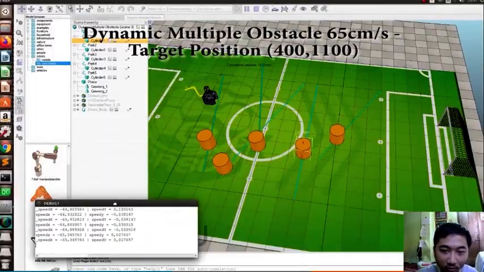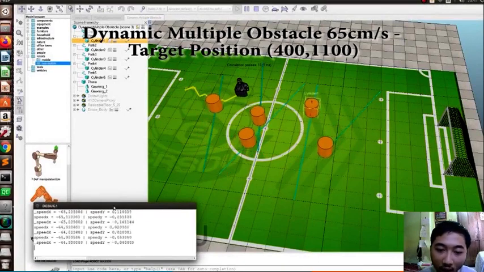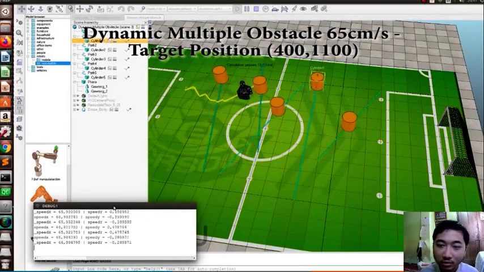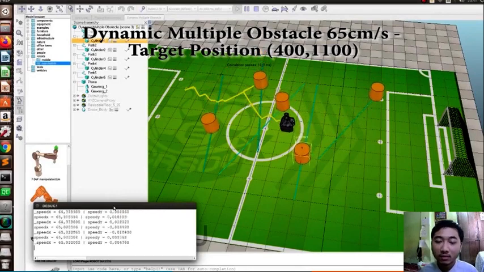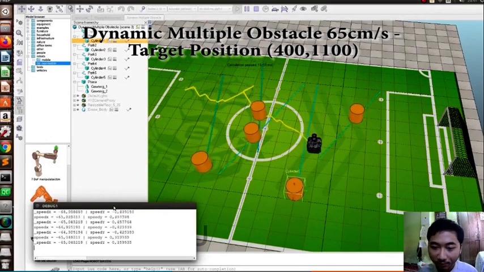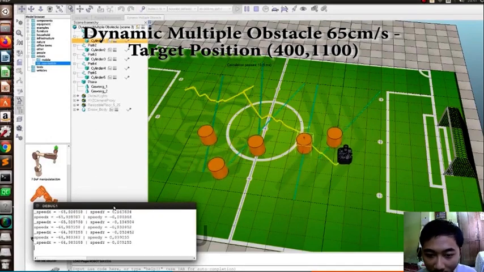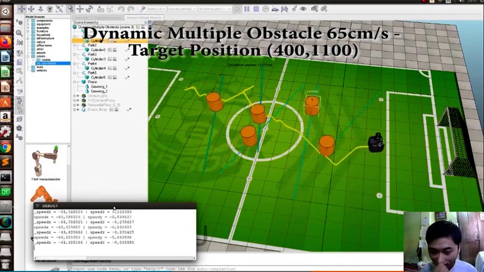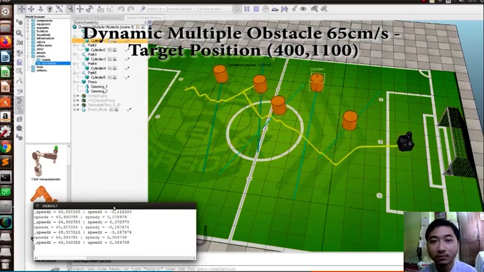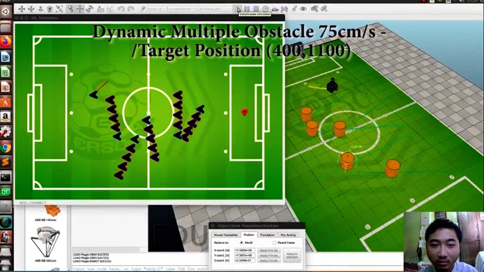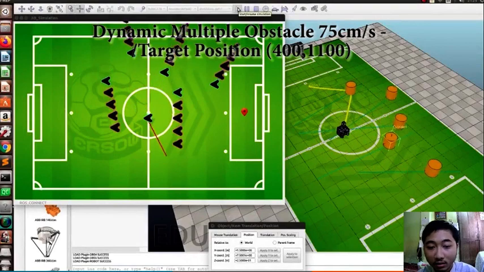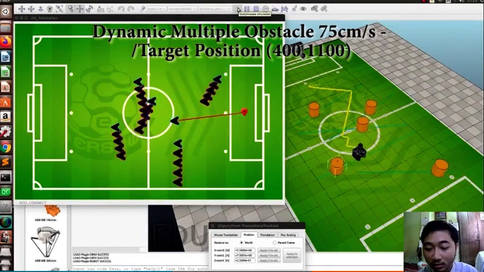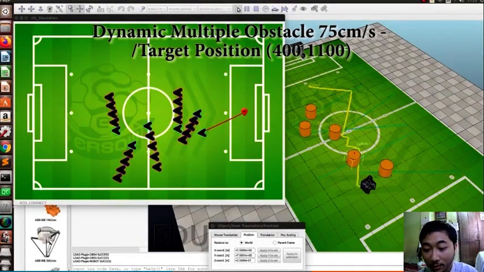Okay, again we have a dynamic obstacle, but I increase the speed to 65 cm per second. The response is like this, and the robot successfully reaches the target. Now we have an object speed of 75 cm per second. So the robot reacts like this.